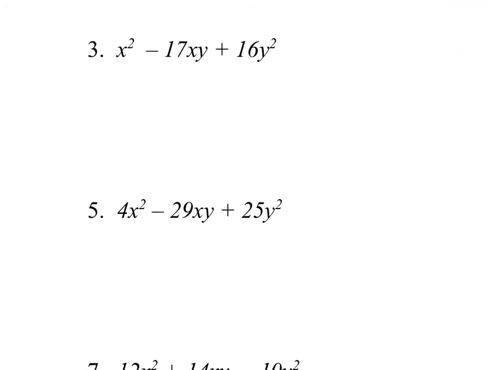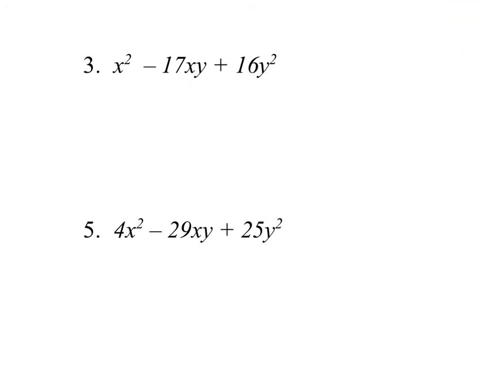Okay, we're going to look at 3 now. No common factors. There's not an x in all of them, not a y in all of them, not a number in all of them. Okay, so I have x, but my y has a value on it, so there's going to have to be a coefficient on my y. 16, factors of 16.